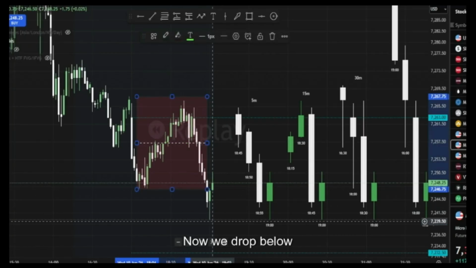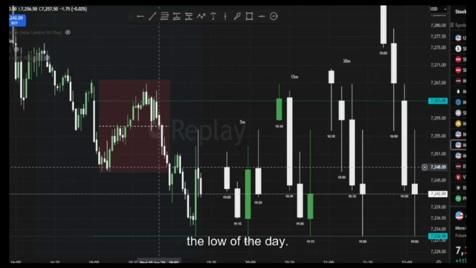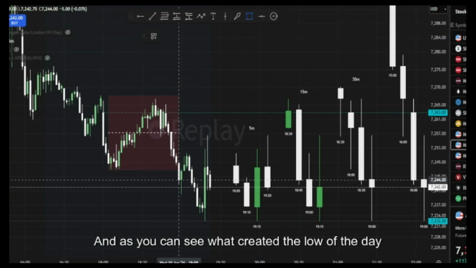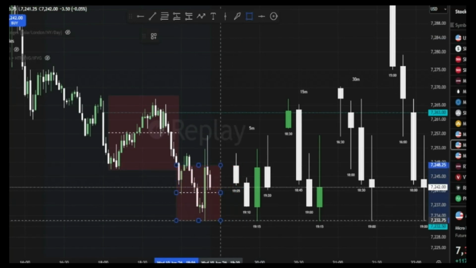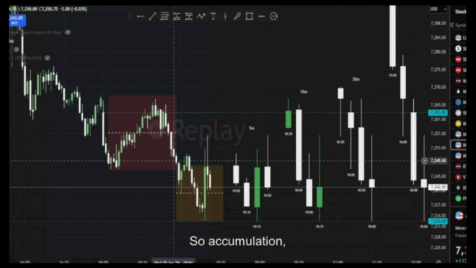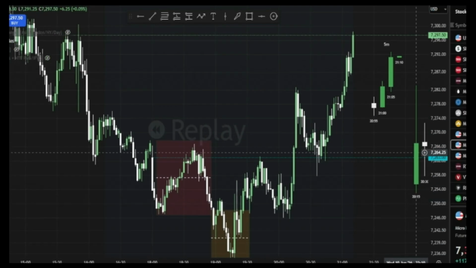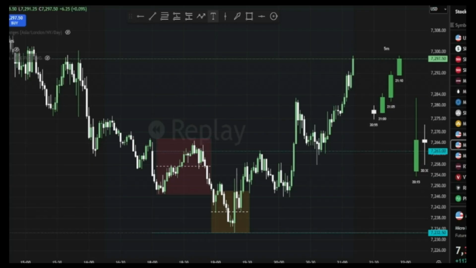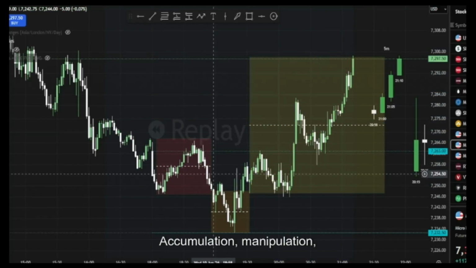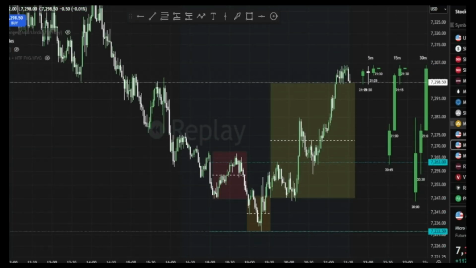Now we drop below the range. And this is, as you can see, where we create the low of the day. And as you can see, what created the low of the day is also the manipulation. So accumulation, manipulation, and slowly but surely, we have distribution. Accumulation, manipulation, distribution. Let's go to another example.